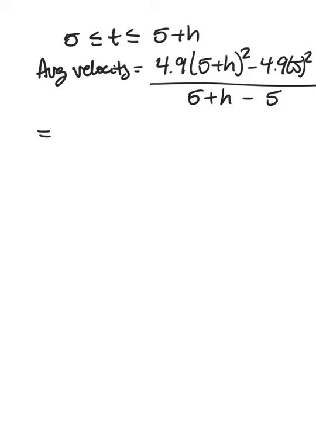Well, the bottom's easy. What happens to the 5's on the bottom? Well, 5 plus h minus 5. Those 5's are just going to cross out, and I just have h left on the bottom. Now the top, we have to do some work. I'm going to rewrite the 4.9 there, and I want to figure out what that (5 plus h) squared is. And do not tell me it's 25 plus h squared. That is not what that is.